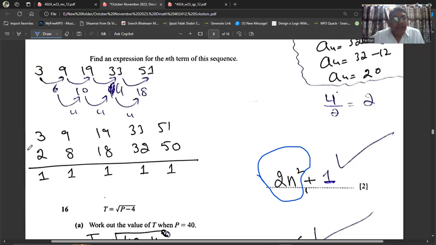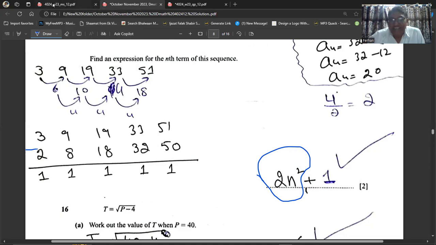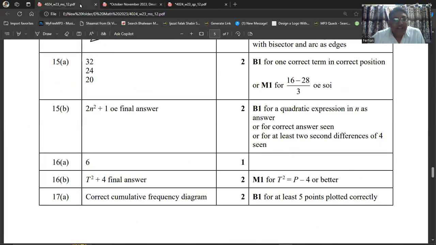Then you put a line here and then you subtract. So 3 minus 2 is 1, 9 minus 8 is 1, 19 minus 18 is 1. So whatever after subtraction, the sequence you get here, you write its nth term here. Because in this sequence, all the terms are 1, 1, 1, 1, 1. So this is not a sequence. So you simply write plus 1 in the answer. So this is your nth term formula. This is the method to find the nth term of a quadratic sequence. It's a little tough, but try to understand. Let's check. Our answer is right.